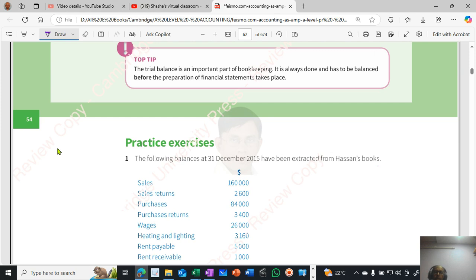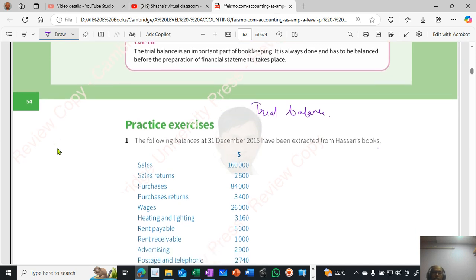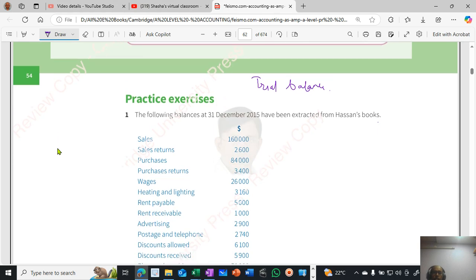So today we'll be discussing trial balance, how to prepare a trial balance. Here you can see there is a practice exercise from David Hopkins. You can see they are given all the details: sales, returns, purchases, and all the rest.